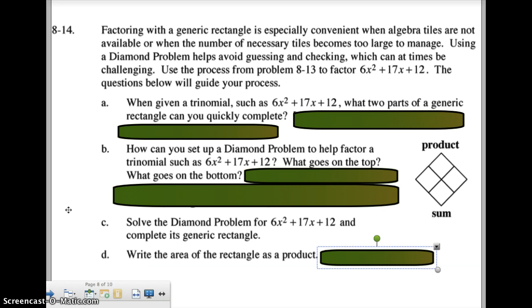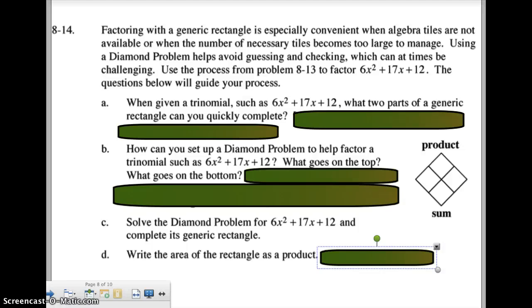Number 14 says this: factoring with a generic rectangle is especially convenient when algebra tiles are not available or when the number of necessary tiles becomes too large to manage. Using a diamond problem can avoid guessing and checking, which can at times be challenging. Use this product from problem 13 to factor 6x squared plus 17x plus 12. The questions below will guide the process.